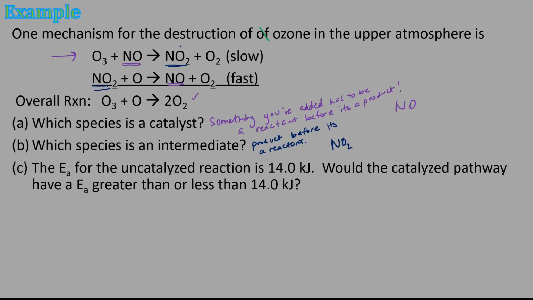All right, and so for the uncatalyzed reaction, the energy of activation is 14 kilojoules. And would the catalyzed pathway have an energy of activation greater than or less than? And it would definitely be less than, because that's what catalysts do. They lower the energy of activation. So we'll do a few of these in class. It's really not that hard. It's just getting used to seeing it this way. If you can get mechanisms down now, it will really, really help you if you have to take organic chemistry.